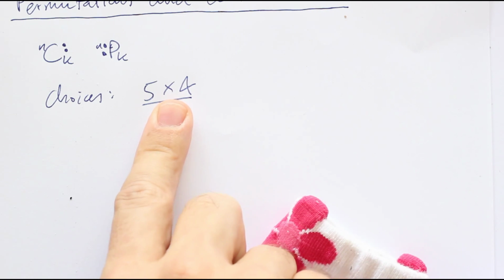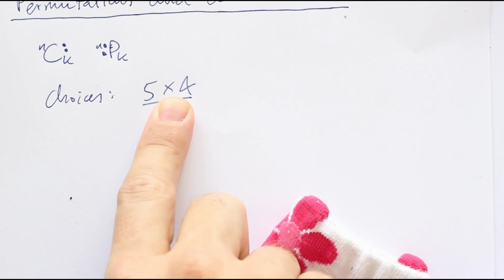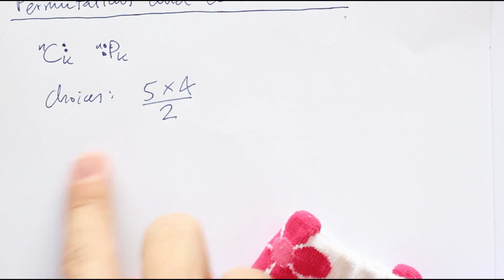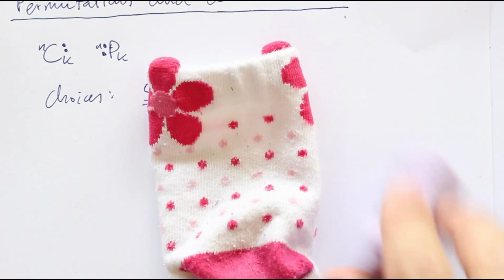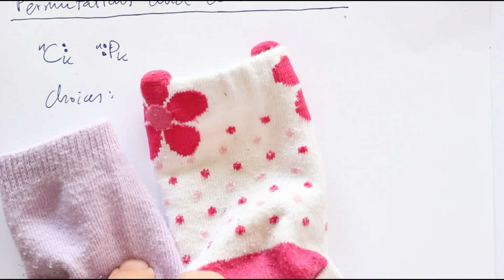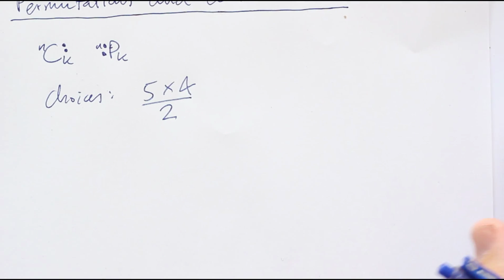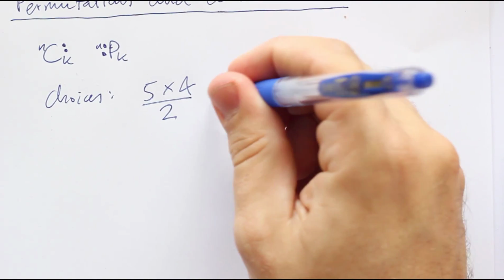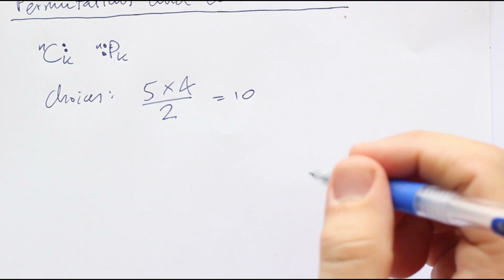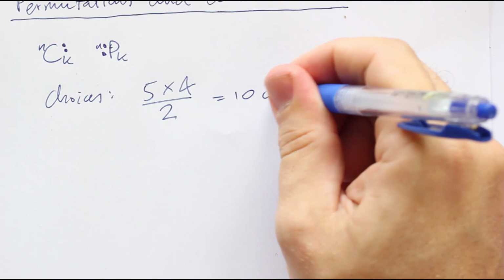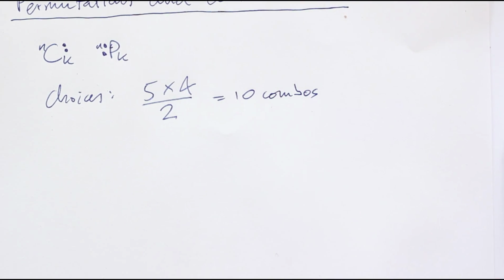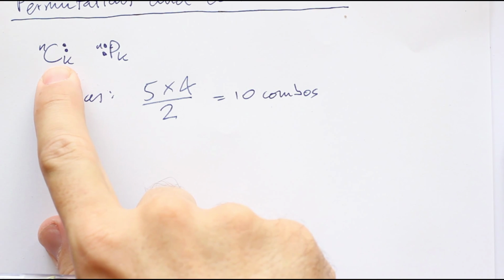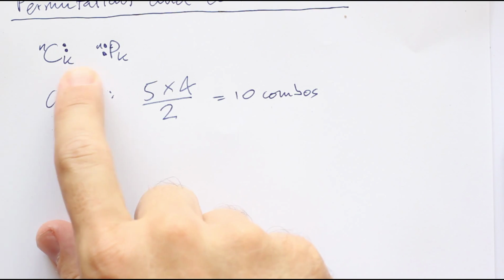Yeah, 5 choices for the first one, 4 choices for the second one. So I'm going to divide out the combinations among them. There are 2 ways to put these together, this or that. So I'm going to divide those out, okay? And so it'll be 10 in the end, 10 combos. If I divide by this 2, like I did, I will have combinations.